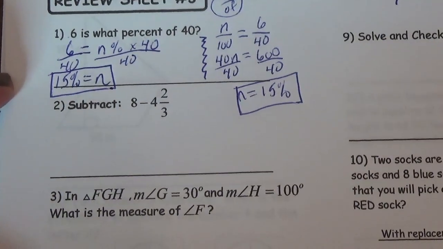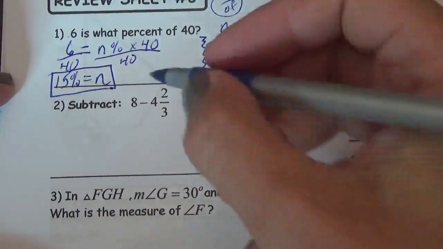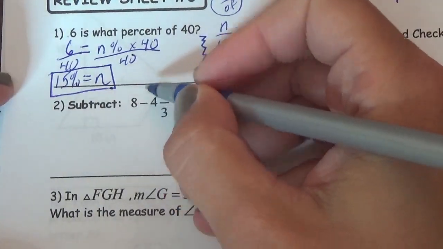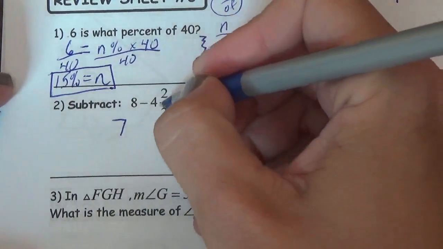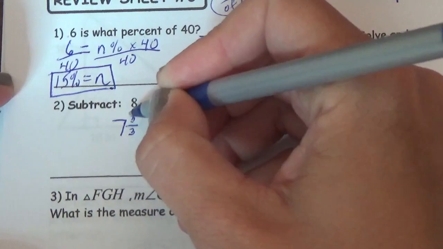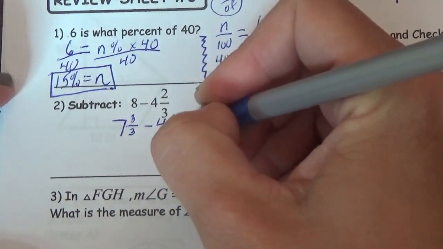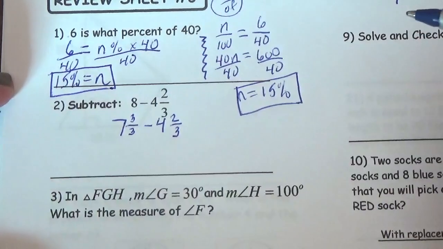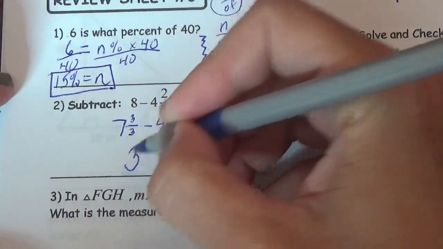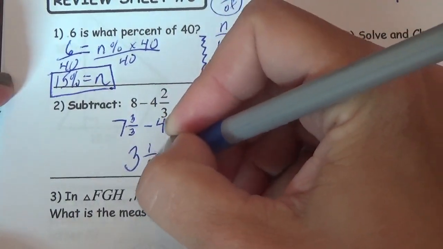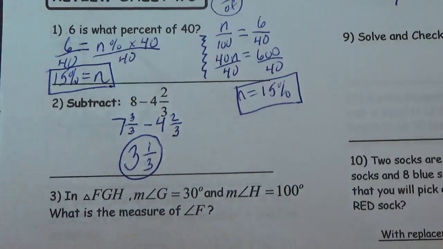Alright, number 2, if we had our calculators, we could just type this in, use the ABC button. The easiest thing to do when you have a whole number here is kind of borrow. So I'm going to knock that down to 7 and make it 3/3. So technically that still equals 8, but now it has a fraction next to it so I can subtract from it. So 7 minus 4 is 3. 3 minus 2 is 1. That's the quickest way to do that problem.